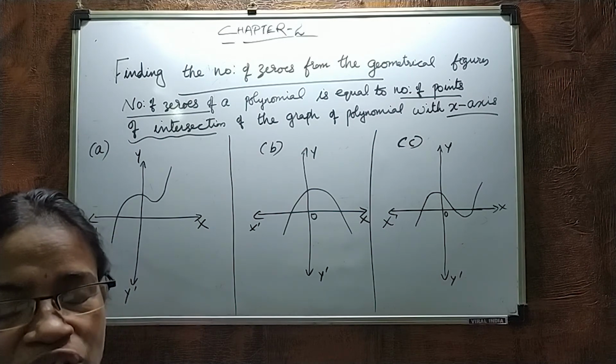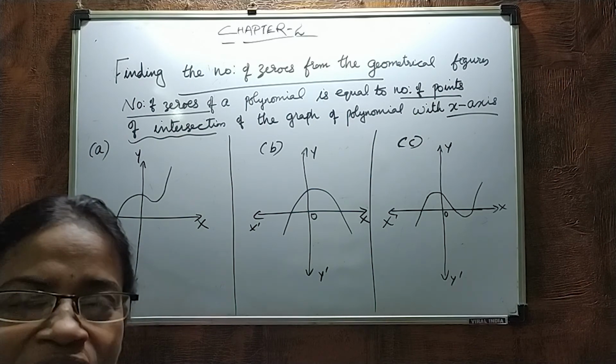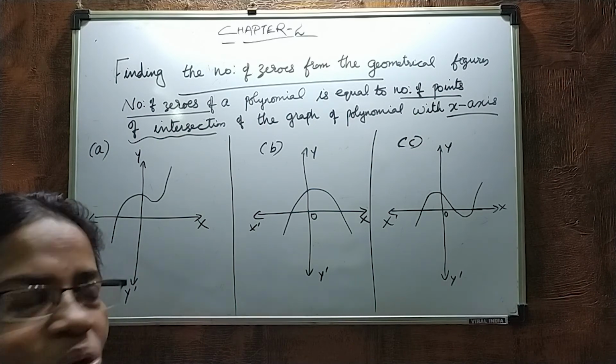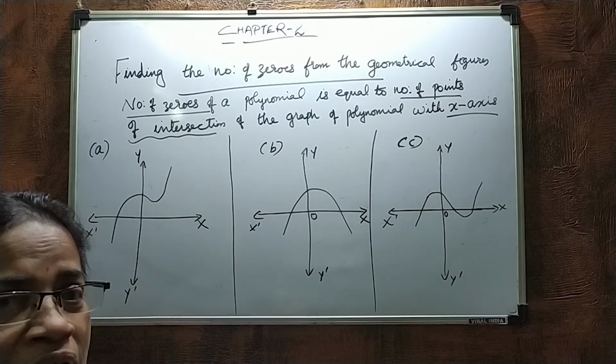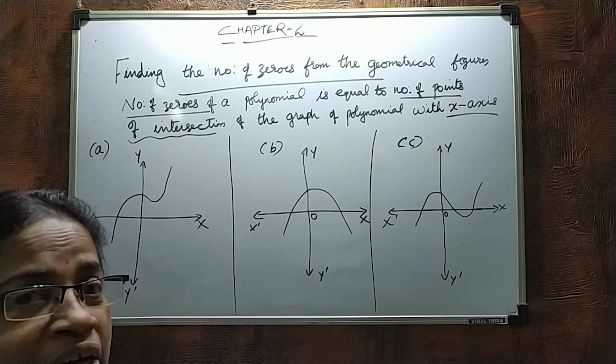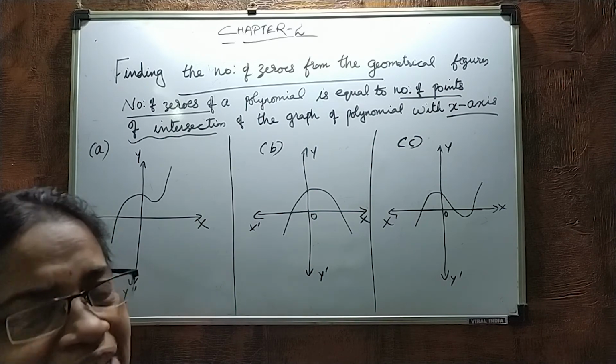They won't ask anything about which figure. Just find out how many zeros from the figure. Clear? Okay, now start. So the number of zeros you have to remember: you have to find out the number of points of intersection on the x-axis.